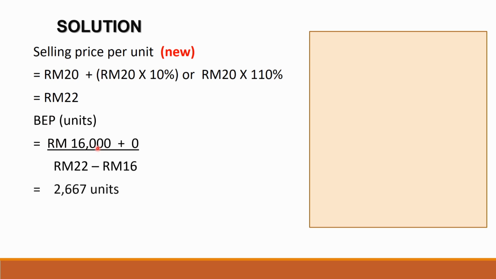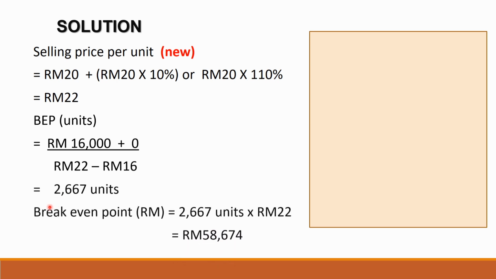So this is the fixed cost. The fixed cost and the variable cost remain unchanged. So 16,000 divided by 22 minus RM16, and you will get the break-even point, 2,667 units. And we have to calculate the break-even point in sales or total sales.